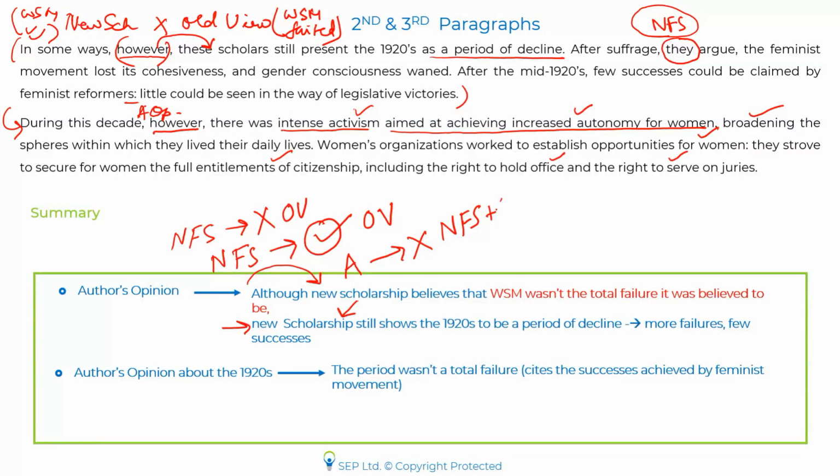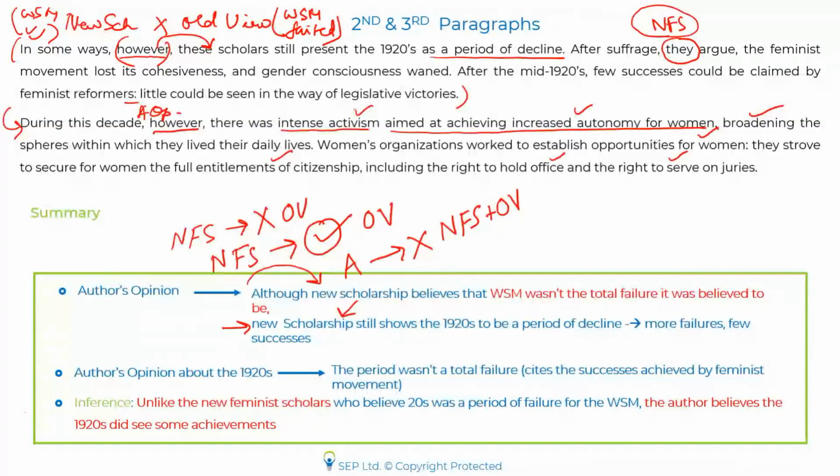So here I can infer that, pay attention to, this is something that you might want to write down, that unlike the new feminist scholars who believe the 1920s was a period of failure for the WSM, the author believes that the 1920s did see some achievement. So guys, let me know if this is clear to all of you. I will just put up a poll for this. Let me know if this method of reading is absolutely clear.